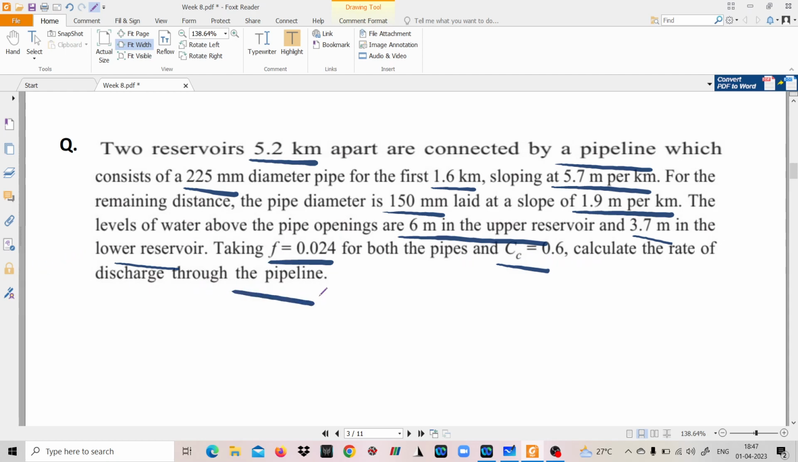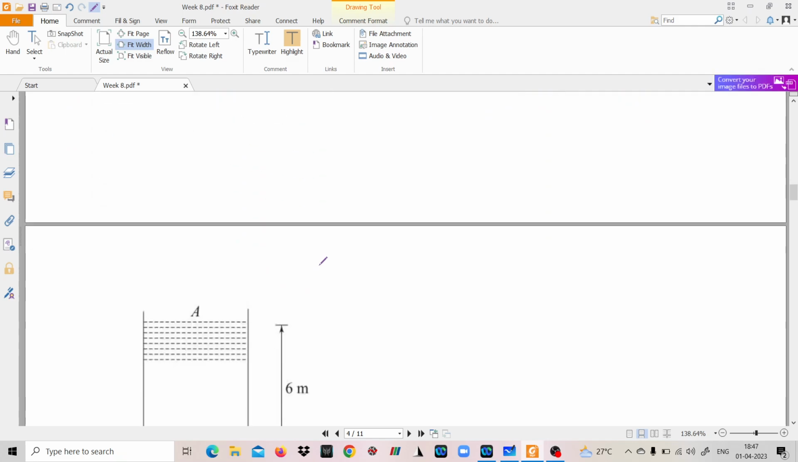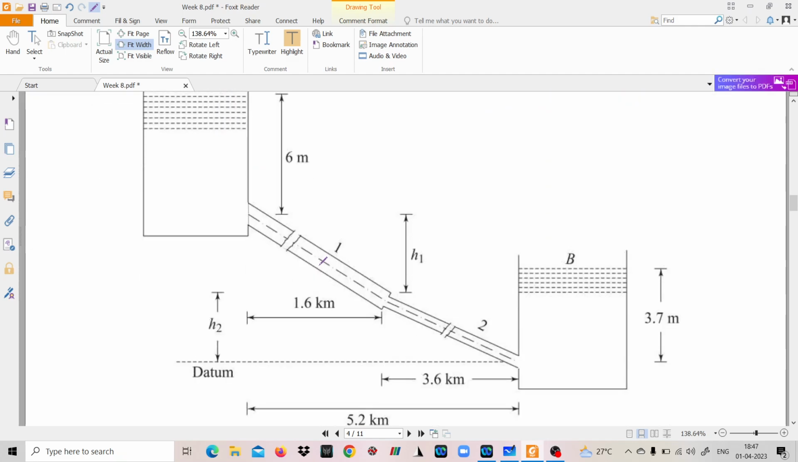Now this is a very important problem because it involves all the points that you need to keep in mind while solving pipe network problems. That's why this problem has been taken for this session, because it contains all the important points. Okay, so this is the problem figure.